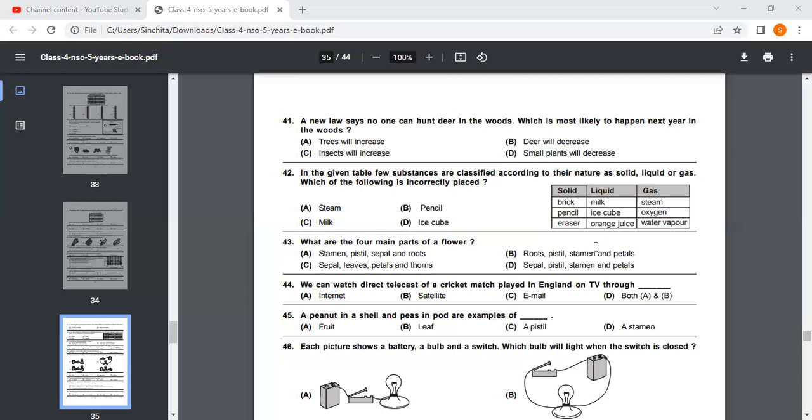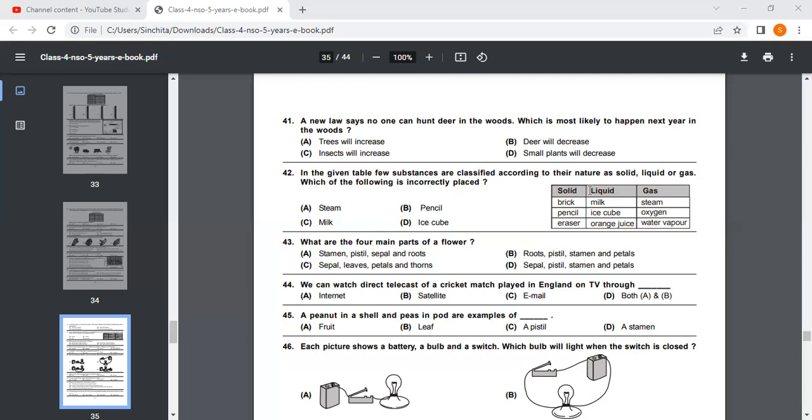Ma'am, eraser. Eraser is a solid, that is correct. You just have to check the states whether they are correct or not. Brick is a solid, pencil is a solid, eraser is also a solid. Melt is a liquid. Steam is a gas. Oxygen is also an example of gas. Water vapor is also an example of gas. Orange juice is an example of liquid. Milk is also an example of liquid.